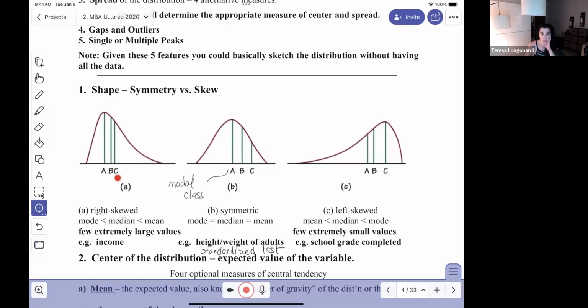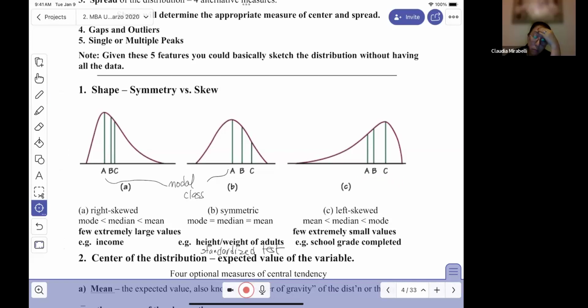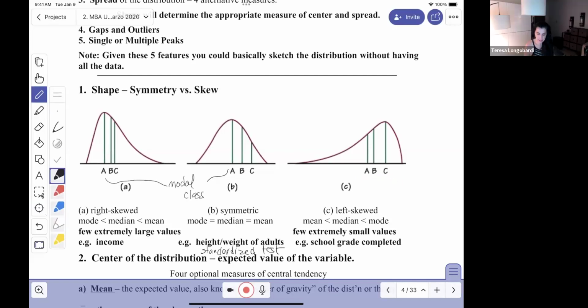A, B, or C, which one has the most observations? Which one is the tallest? A. A, right. So A is the modal class here. And what is the modal class over here? C. Okay, so that's the modal class. You can see it. That's why it's popular.